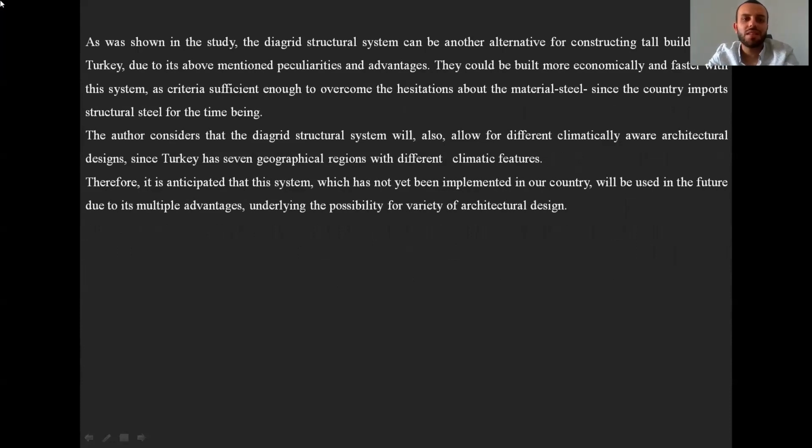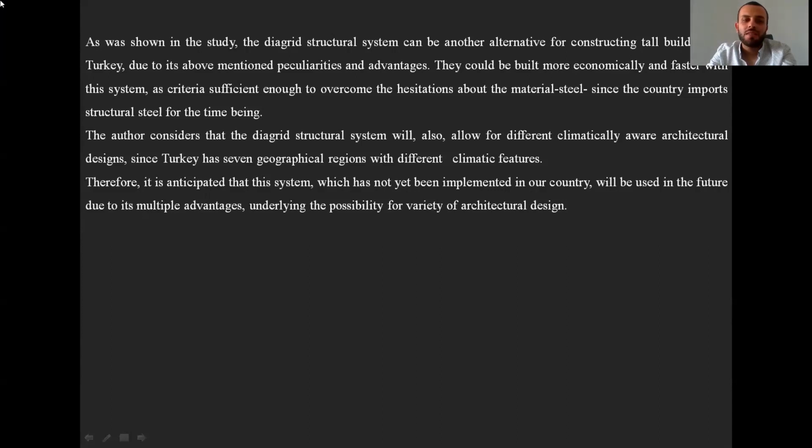As was shown in the study, the Diagrid structural system can be another alternative for constructing tall buildings in Turkey. Due to its above-mentioned proven advantages, they could be built more economically and faster with this system, which is successful enough to overcome the hesitance about the material steel, since the country imports structural steel for the time being. The author considers that the Diagrid structural system will also allow for different climatically-aware architectural designs since Turkey has 7 geographical regions with different climate features.